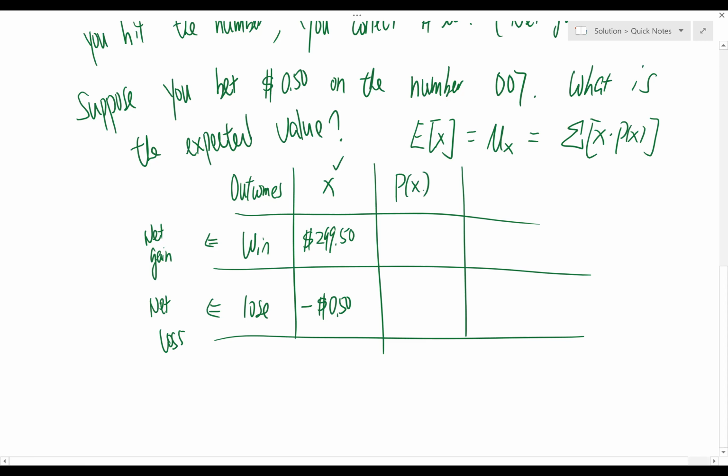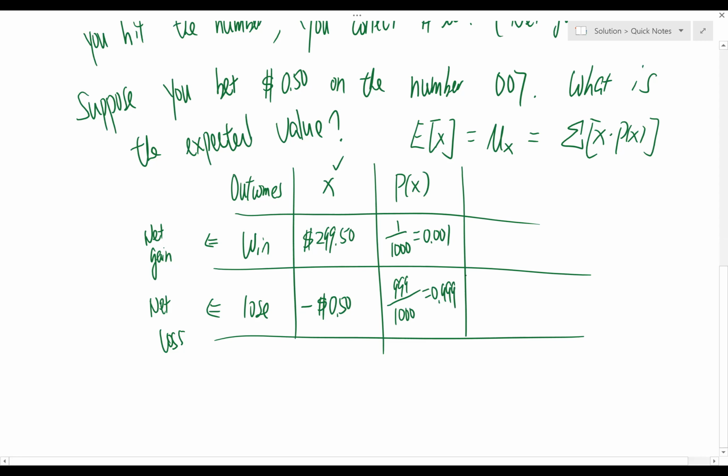So as I mentioned earlier, there's 1,000 numbers. Only one number is the winning number. So the probability of winning will be 1 over 1,000. Okay, so turning to decimal, this will be 0.001. And there are 999 losing numbers, so the probability of losing will be 999 over 1,000. So this turned out to be 0.999.